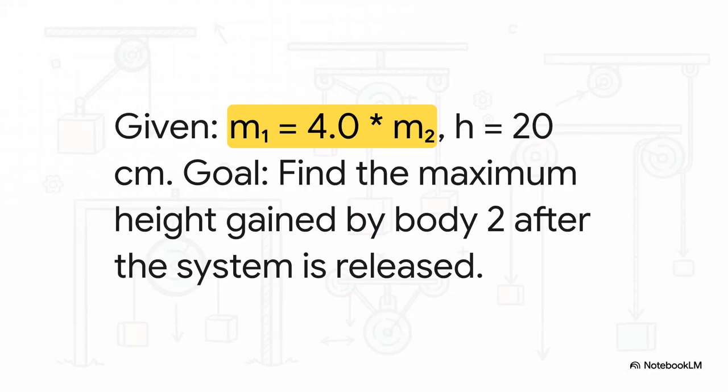All right, let's get the details straight. We're told that mass 1 is exactly 4 times heavier than mass 2, and we know that mass 1 starts 20 centimeters off the floor. Our job, our mission, is to figure out the absolute maximum height that body 2 reaches. So let's start building our solution.